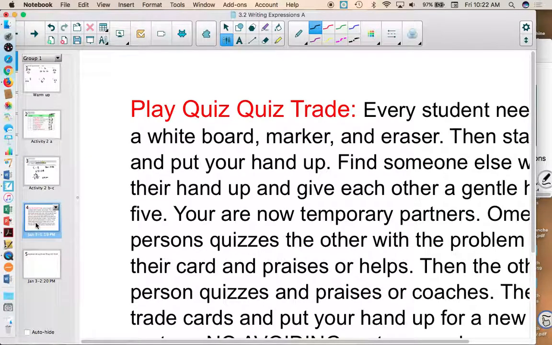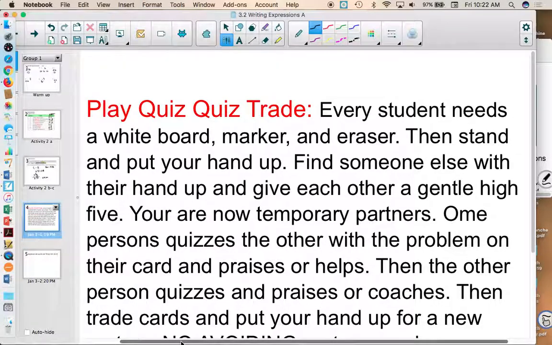All right, we're going to play a little bit of a trade and we're going to play some quiz trade. Every student needs a whiteboard, a marker, and an eraser.